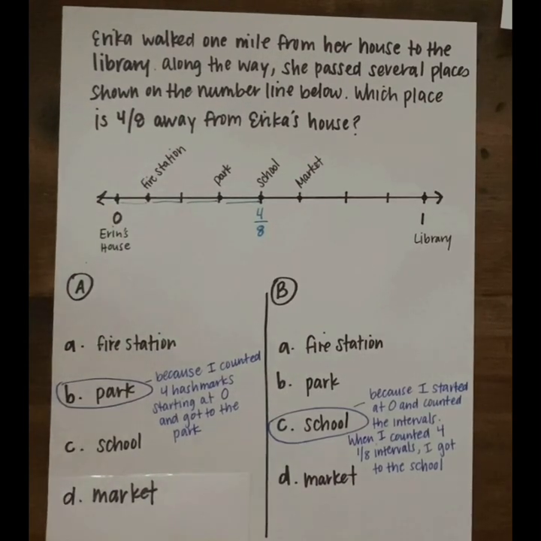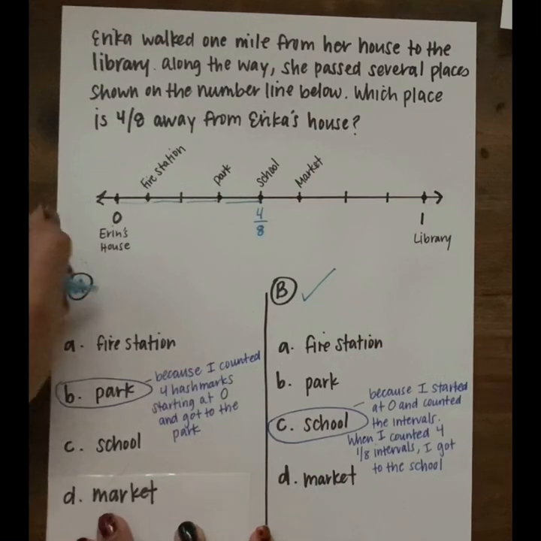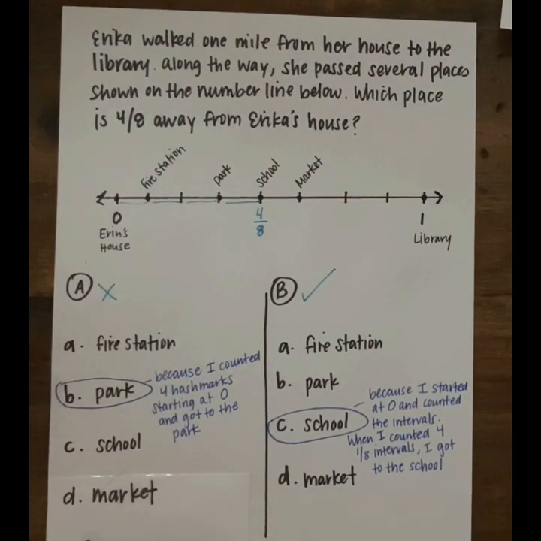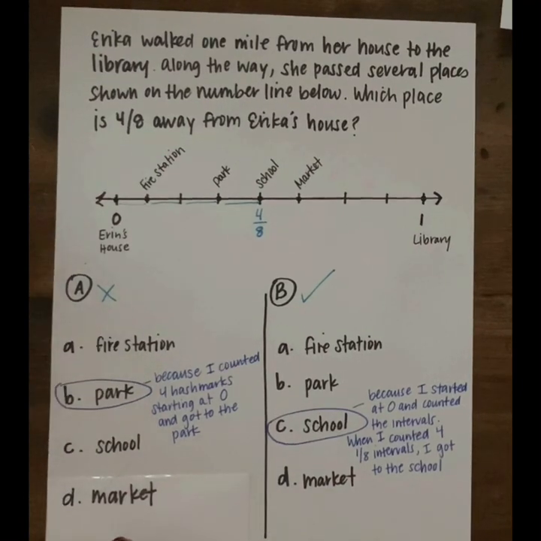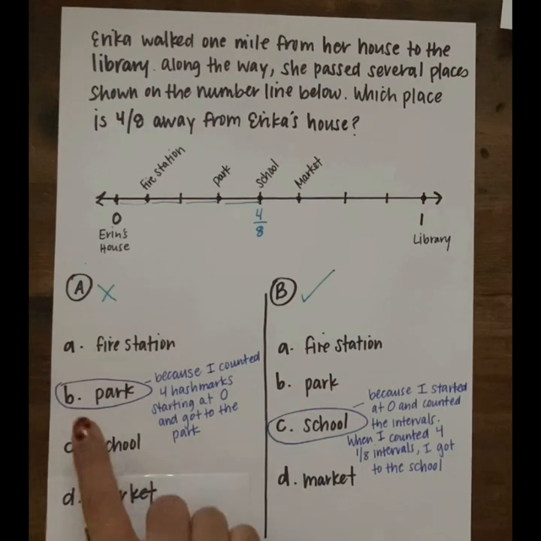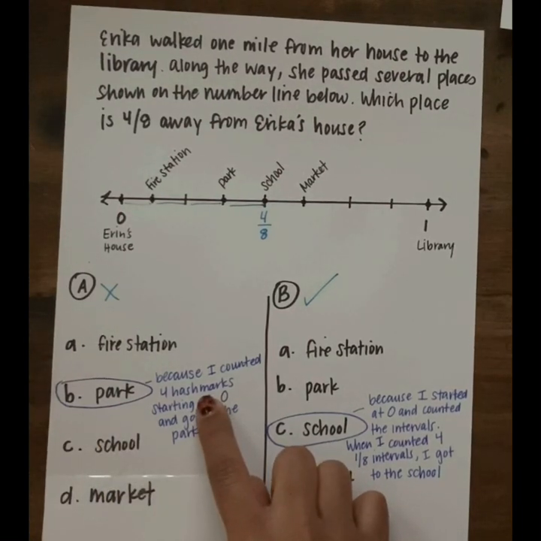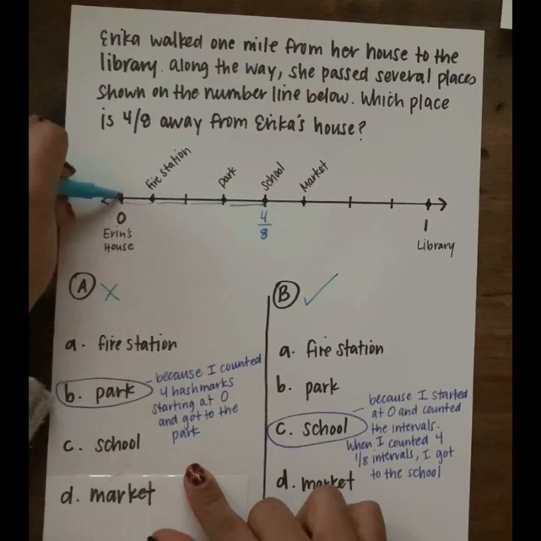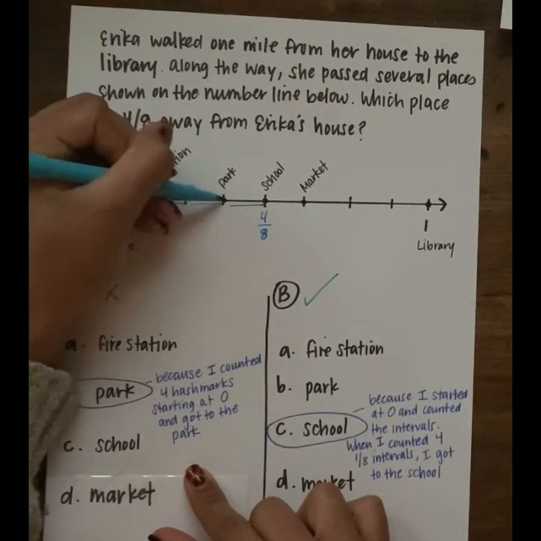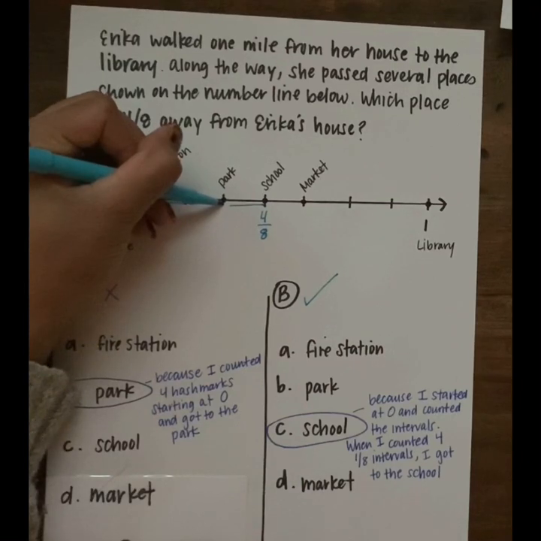In that case, student B is correct and student A made a mistake. Why did student A get the park as their answer? Why did student A think that the park was 4/8 away from Erica's house? Say your answer out loud. Oh, that's right. This student got the park as 4/8 away from Erica's house because they counted the hash marks or the lines. If we count the lines, 1/8, 2/8, 3/8, 4/8, we would get the park too.